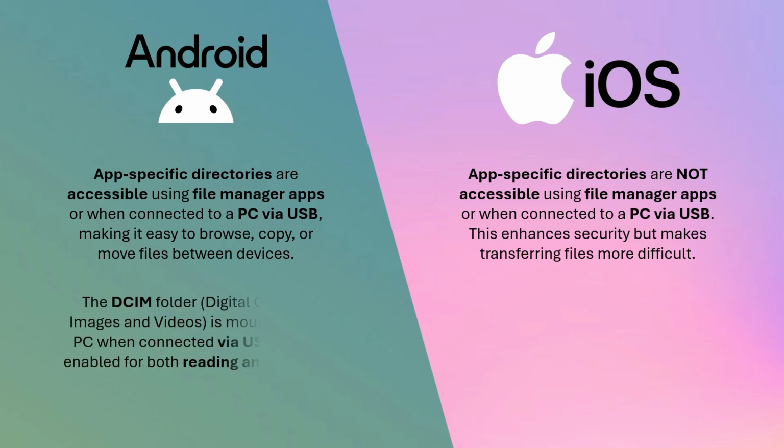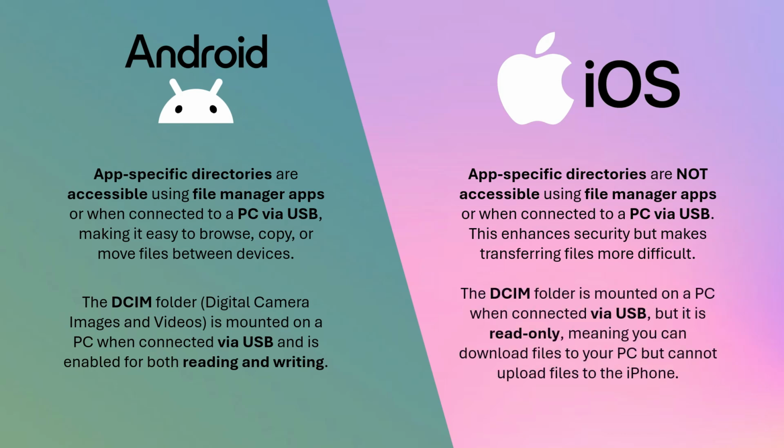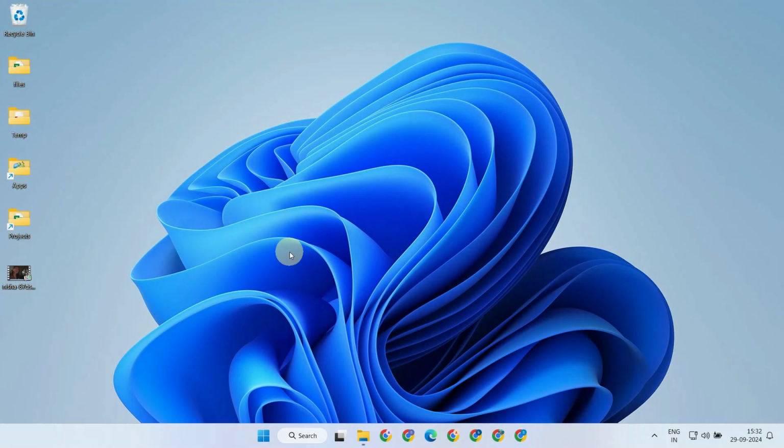Let's talk about the DCIM folder, which stores your camera images and videos. In Android, the DCIM folder is fully accessible when connected to a PC via USB. You can read from and write to it, meaning you can transfer files both ways easily. In iPhone, the contents of the DCIM folder are available when connected to a PC, but it's read-only, which means you can download files from the iPhone to your PC, but you won't be able to upload files back to the iPhone. Let's see this in action.